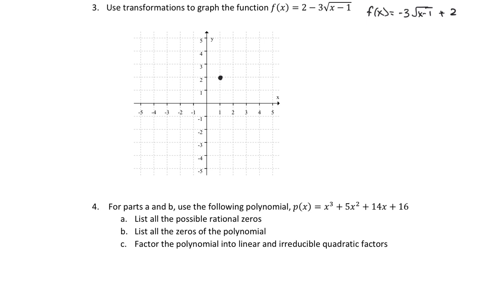So what we need to find out now are just some exact points. And because the graph is going to be pointing to the right, we can only use x values that are to the right of this point. So x equals 2. If x equals 2, 2 minus 1 is 1. Square root of 1 is 1. 1 times negative 3 is negative 3. Negative 3 plus 2 is negative 1.